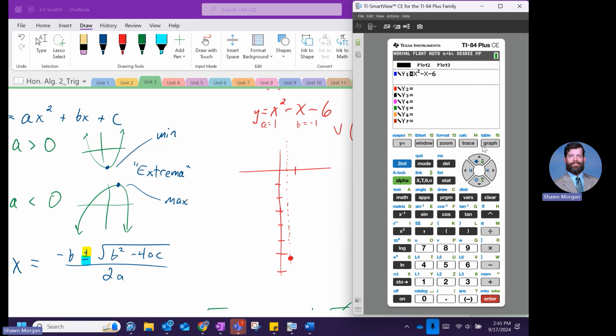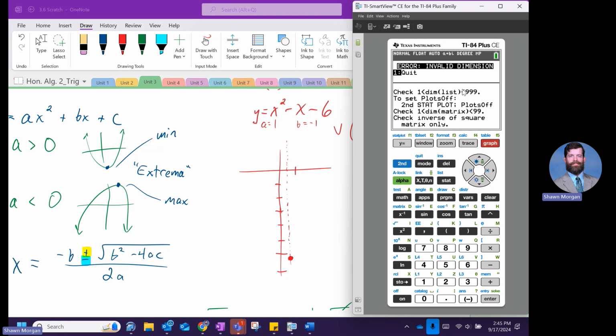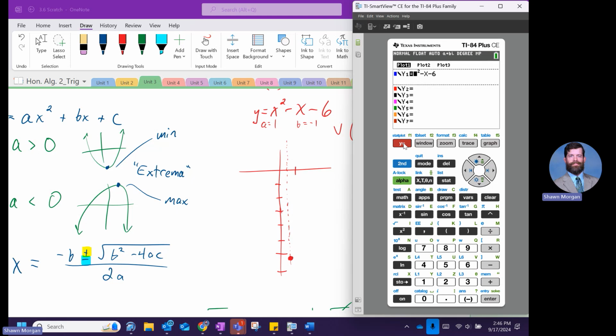Because if it's highlighted, as soon as I hit graph, it's going to give me an error, invalid dimensions. That just means that I've got a stat plot highlighted, and the calculator doesn't like that, so I'm going to scroll up and unhighlight it, and then I can go back to my graph. I see just 0.499. Sometimes the calculator will have a little rounding issue. For example, if I hit trace, just plain old trace, 0.5 enter, it shows me that that's the vertex.